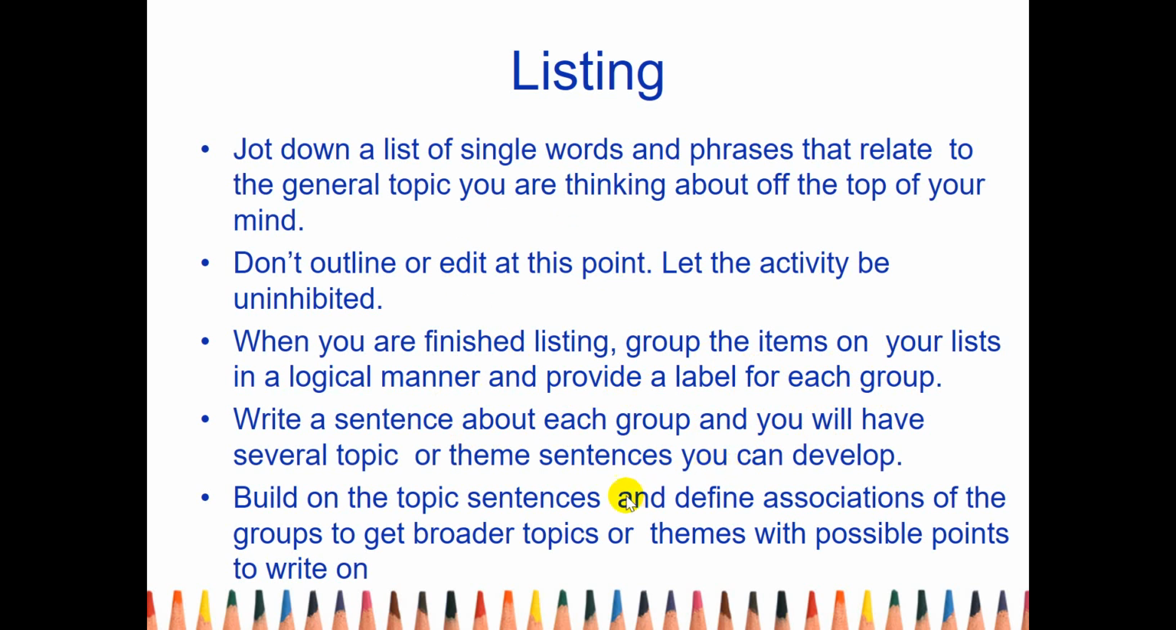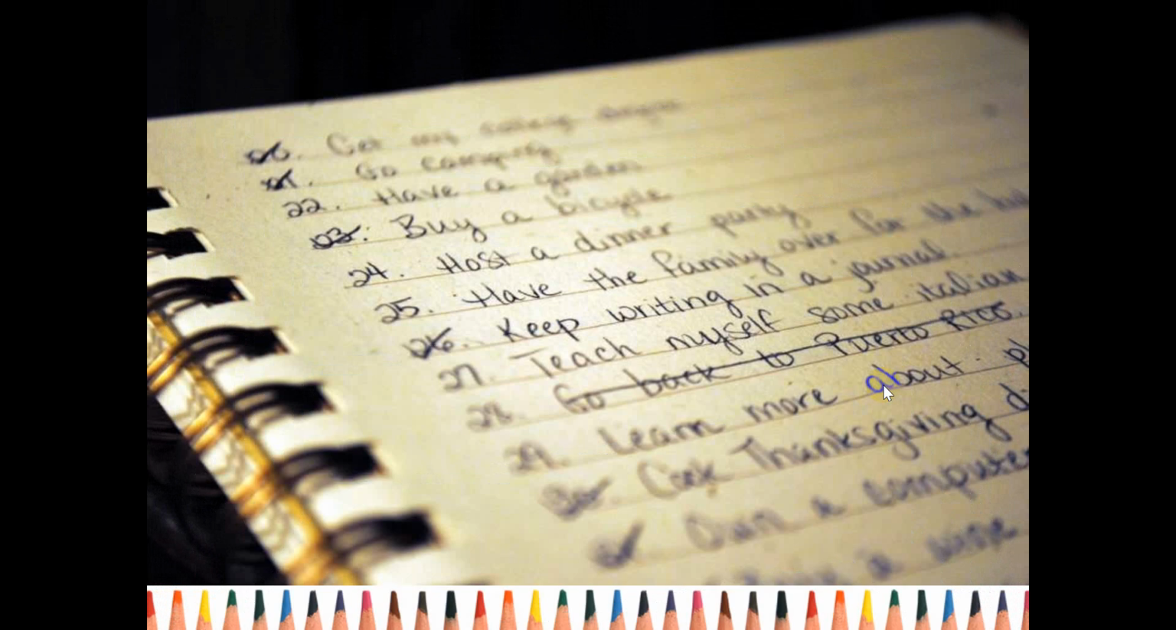Later on, we can build topic sentences and define the association of the groups to get broader topics or themes with possible points to write on. So the point here is just make a list. Okay, this is the example. Just make a list, as many as possible.